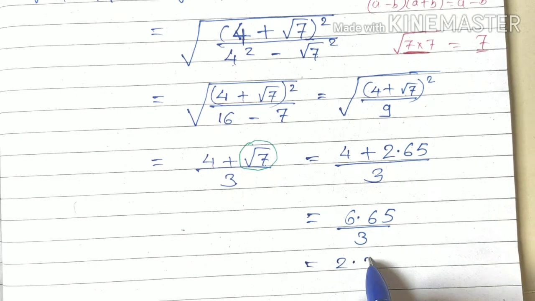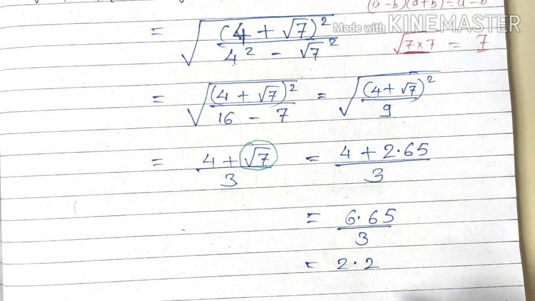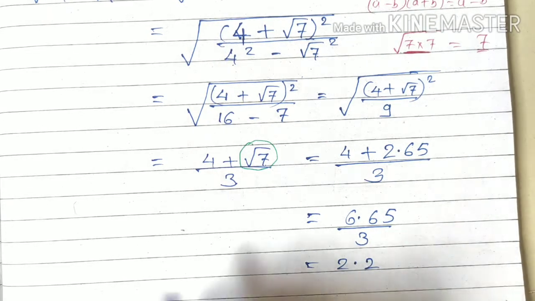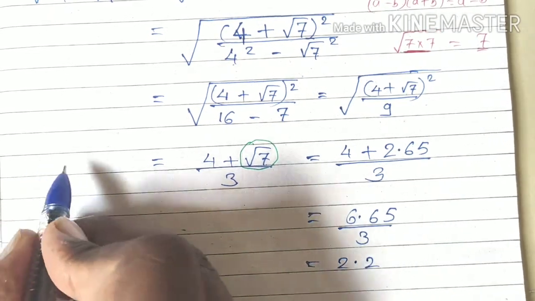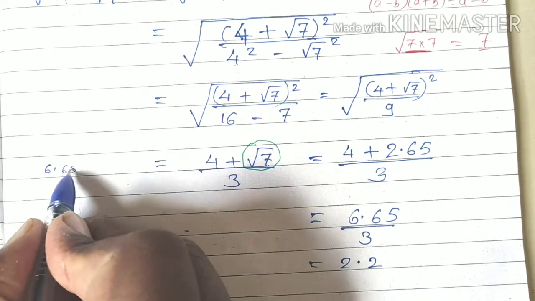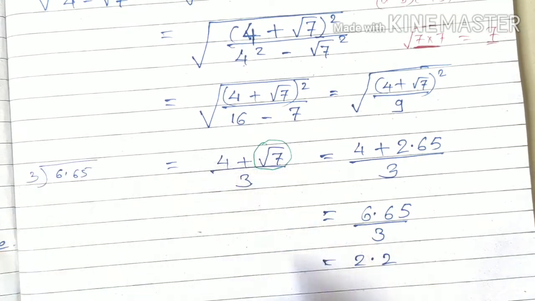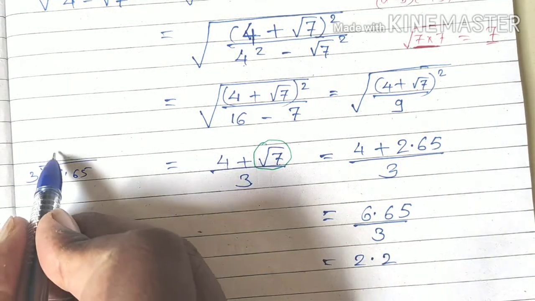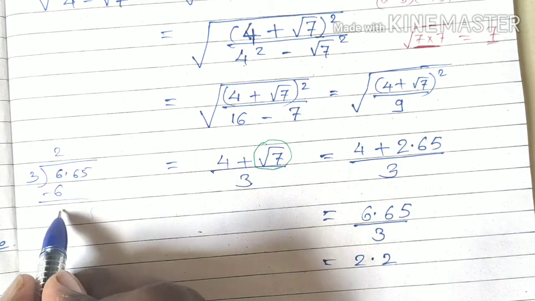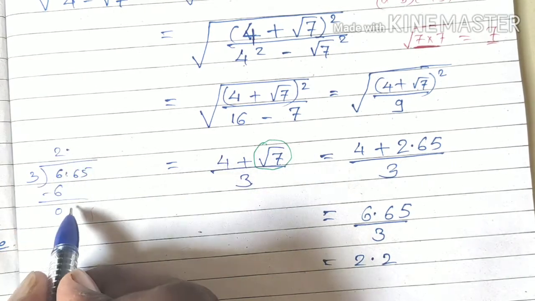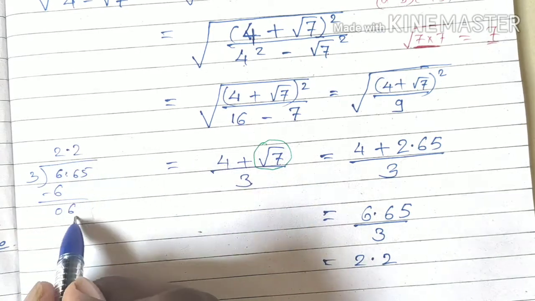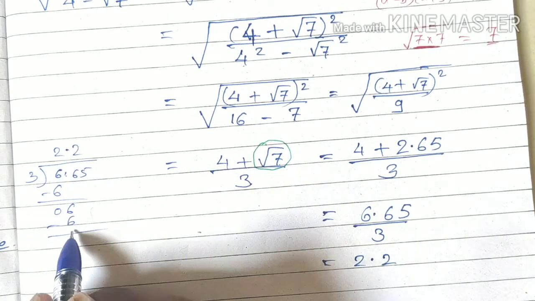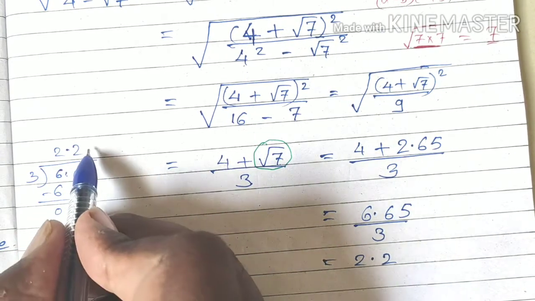3 2s are 6. And see, I am dividing here. 6.65 divided by 3. Just for your understanding, 3 2s are 6. Then 0 point, so the point is here. 6 will come down. 3 2s are 6. Again 0, 5 will come down.